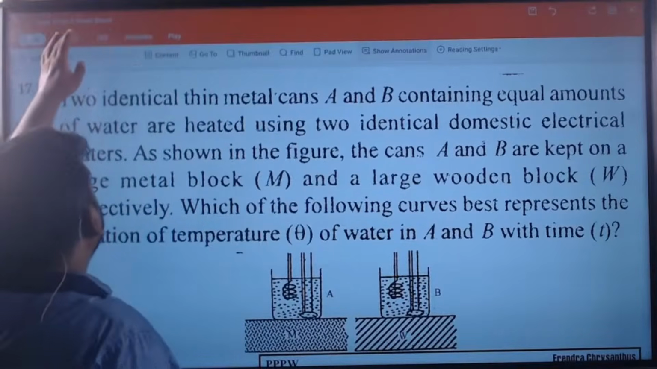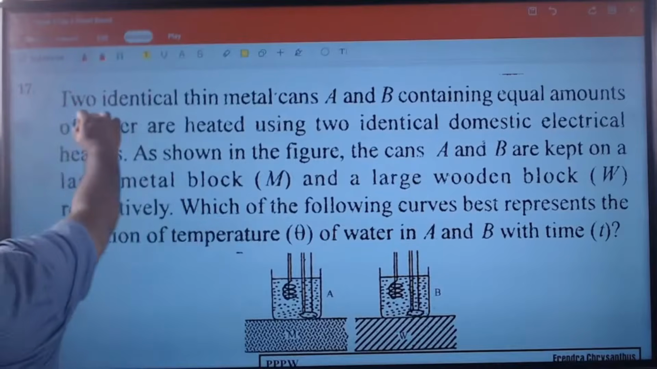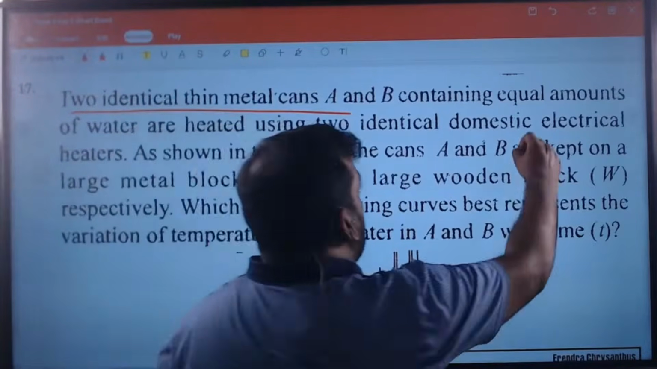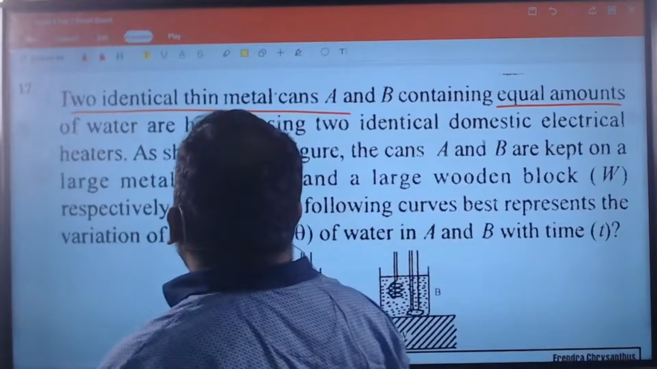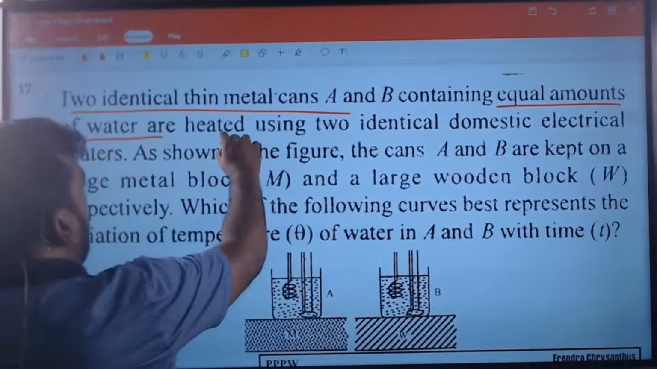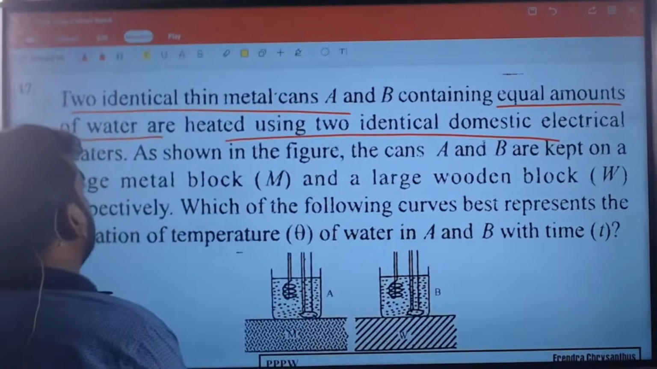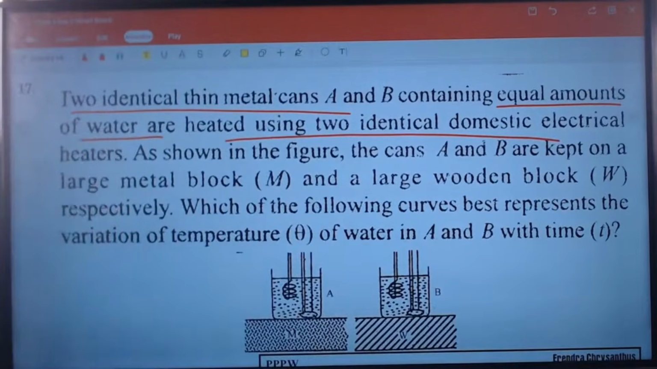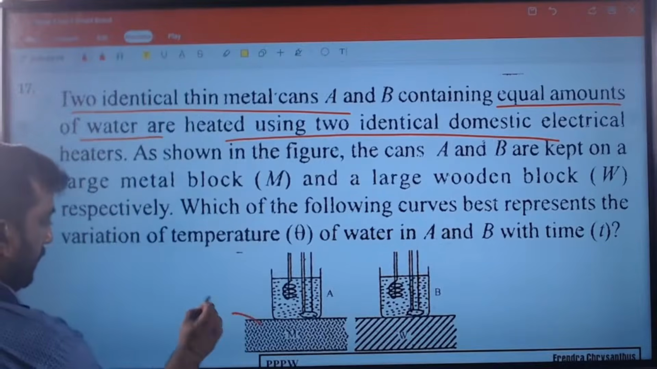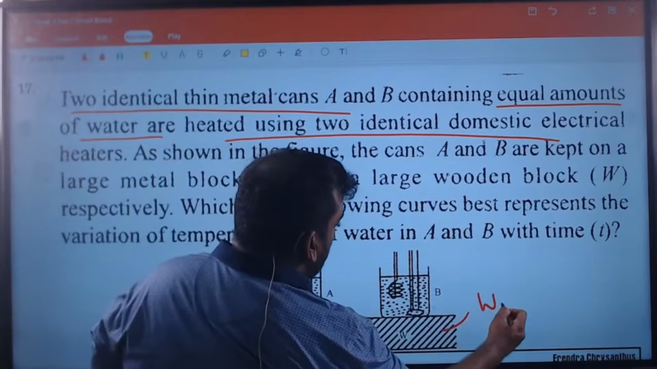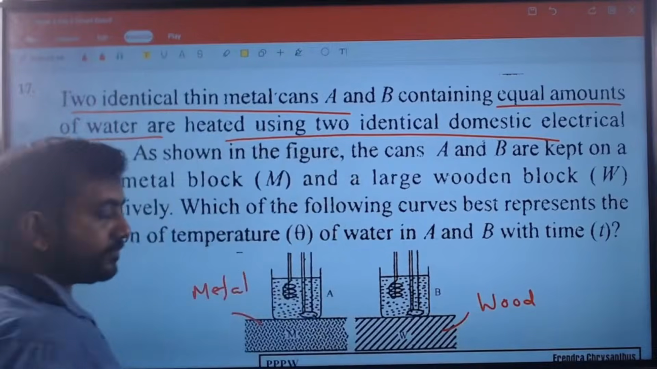Two identical thin metal cans A and B containing equal amounts of water and a heater using identical domestic electrical heaters. Can A and B are kept on a large metal block and wooden block. These are metal, these wood. So directly you should know some conduction issue is only here.